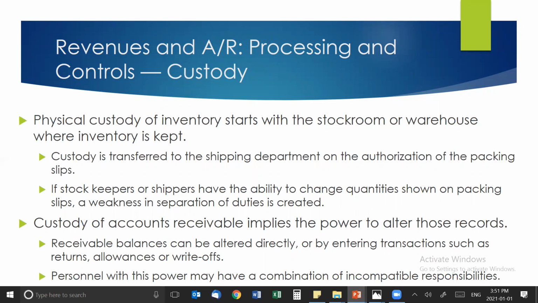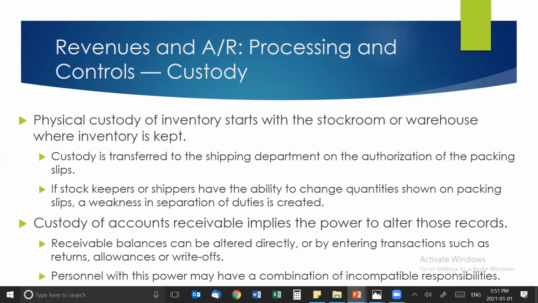Then you want to look at the custody of the inventory. The actual physical custody of the inventory is wherever the inventory is kept, either in a stock room or a warehouse. So who has custody of the inventory? And the custody of the inventory should be transferred to the shipping department when there is an authorization of the packing slips.